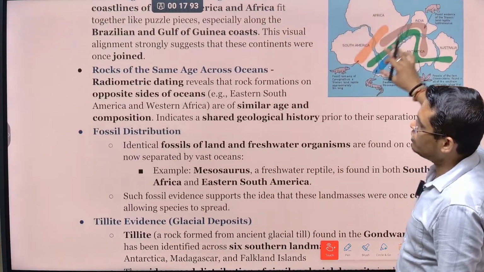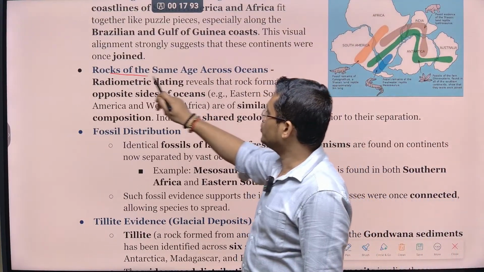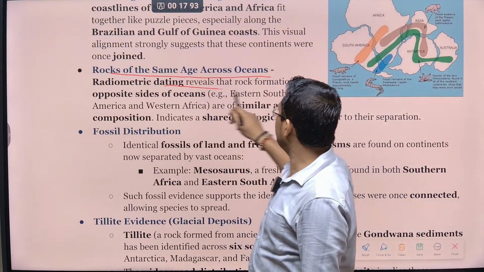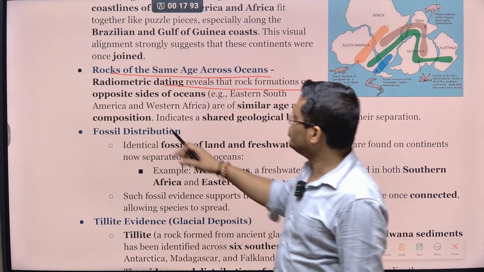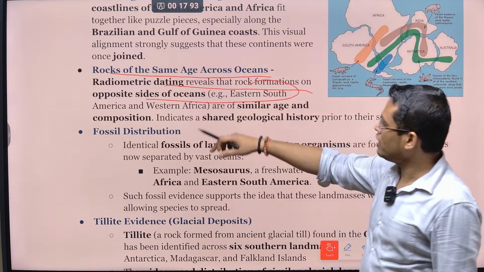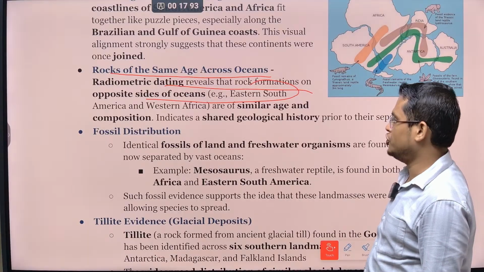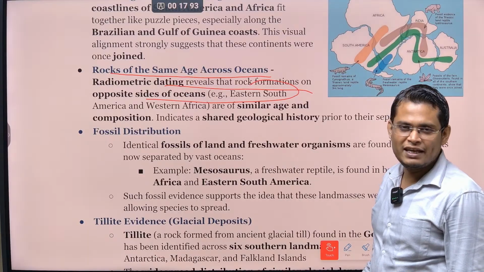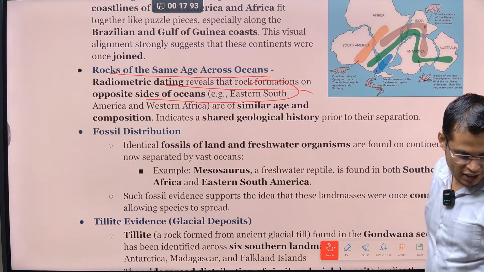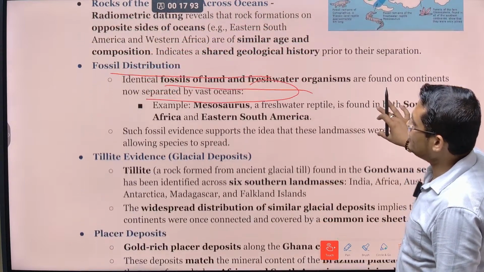So, rocks of the same age across the ocean. Radiometric dating revealed that rock formations on the opposite sides of the ocean, Eastern South America and Western Africa, are of similar age and composition. So that means they share the same geological history. Chalo, so next is fossil distribution.